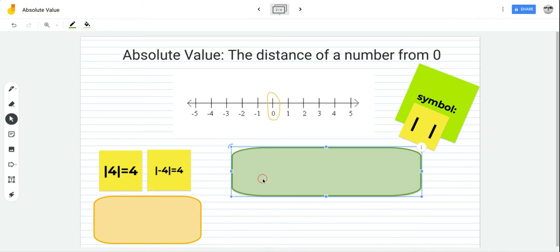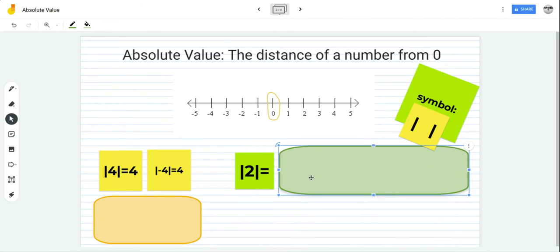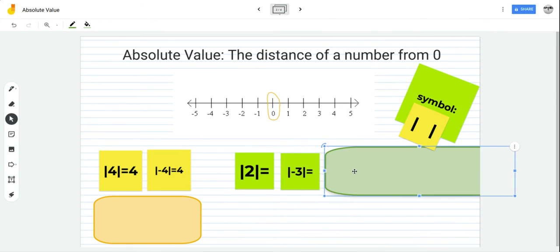Let's see if you can solve some of these example problems. So the absolute value of 2 would be 1, 2. 2 spaces away from 0. The absolute value of 2 is 2. -3 is 1, 2, 3. 3 spaces away from 0. So even though there's a negative sign in there, absolute value doesn't care about negative or positive. It just cares about the number, the distance of that number from 0.